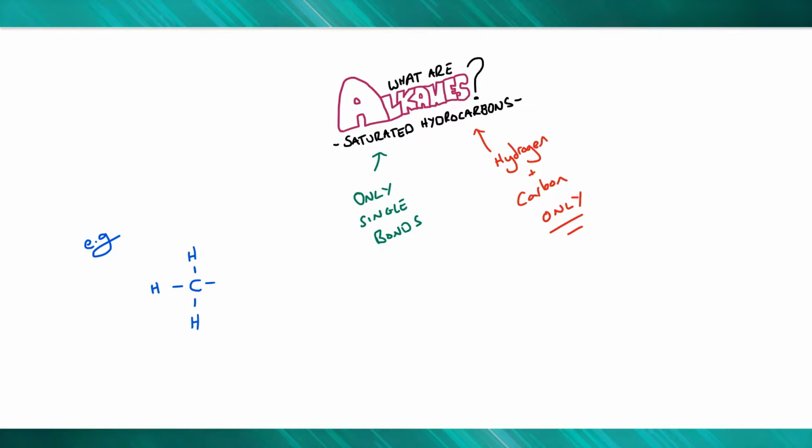If we have a look at a second example here, you can see I've got a double bond in the centre, so straight away it's not an alkane, and you can see it's not just made up of hydrogen and carbon because it's got oxygen there, therefore it is definitely not an alkane.